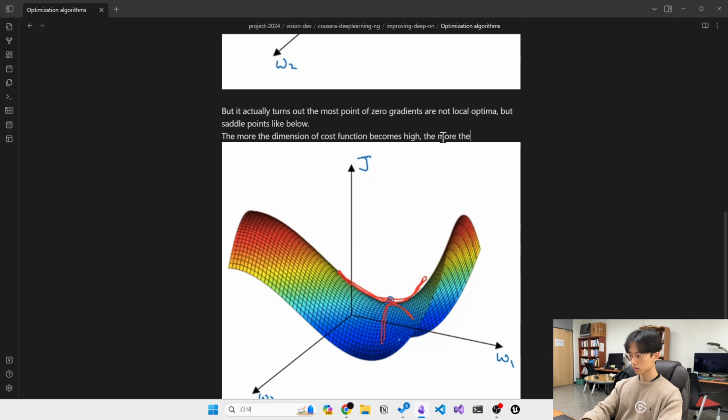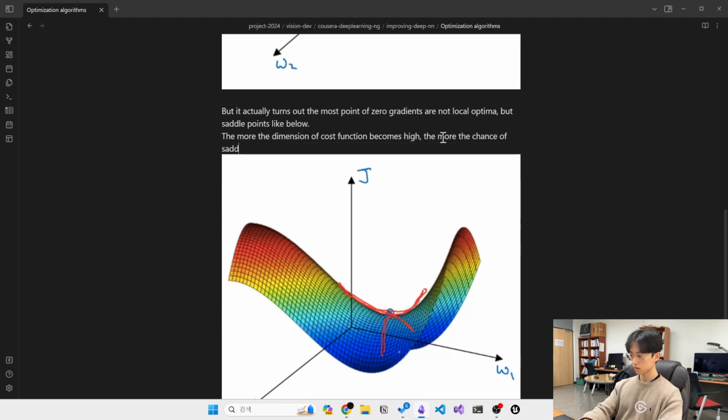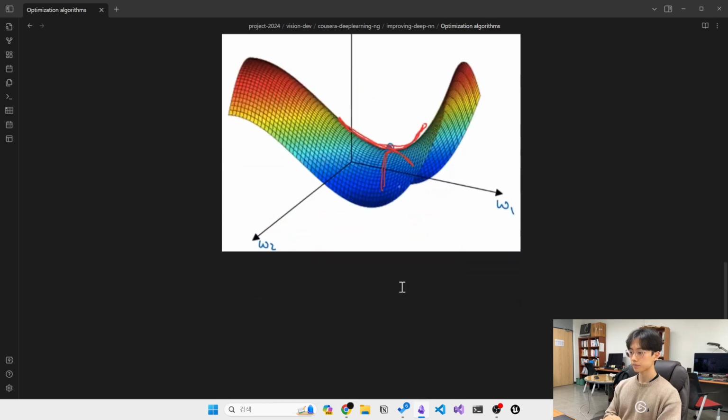Instead, you're much more likely to get some directions where the curve bends up, like so, as well as some directions where the curve is bending down, rather than have them all bend upwards. So that's why in very high dimensional spaces, you're actually much more likely to run into a saddle point like that shown on the right than a local optimum.